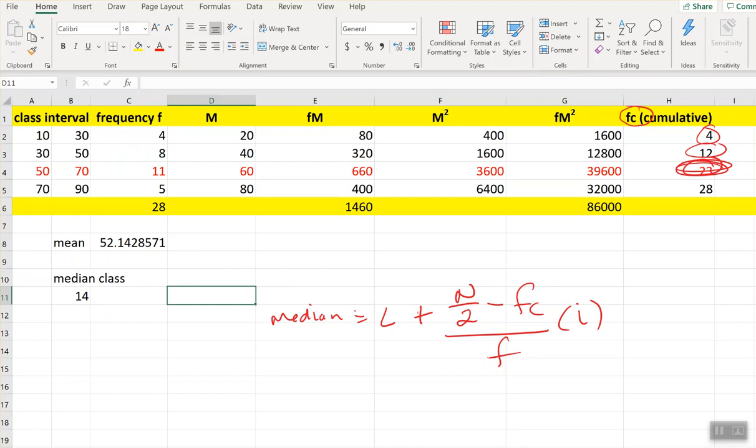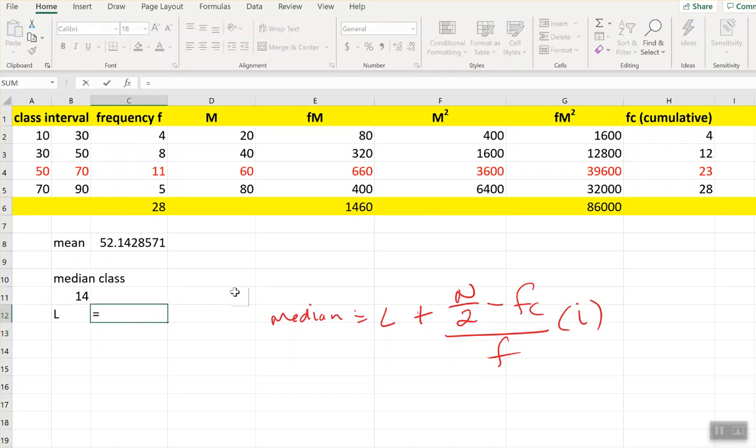Just so that I know that that's the median class. So once I have the median class, I can concentrate on the things that I need. The first one is the lower limit of the median class, L. So I'm going to write that in as 50. Right? It's the lower limit of the median class.